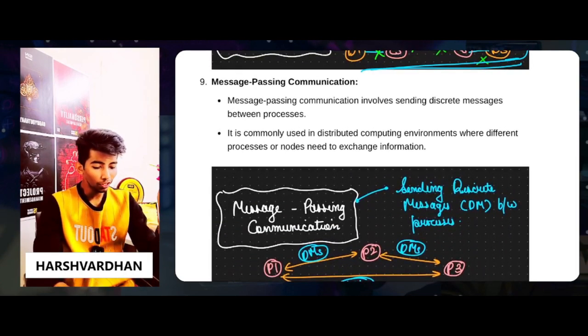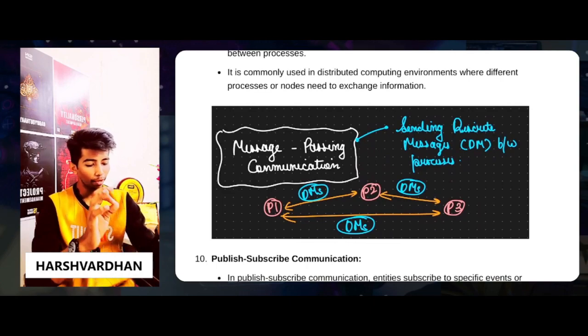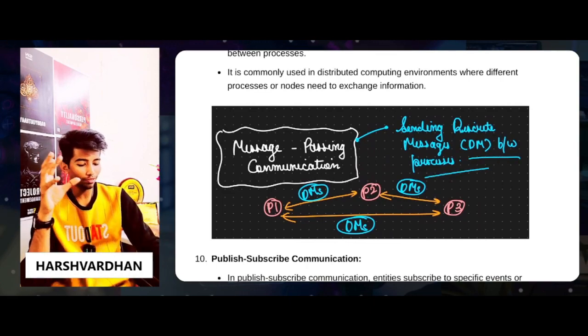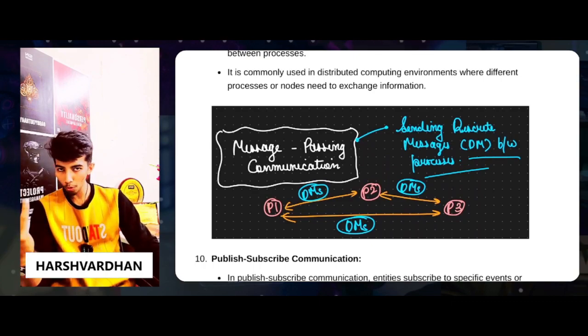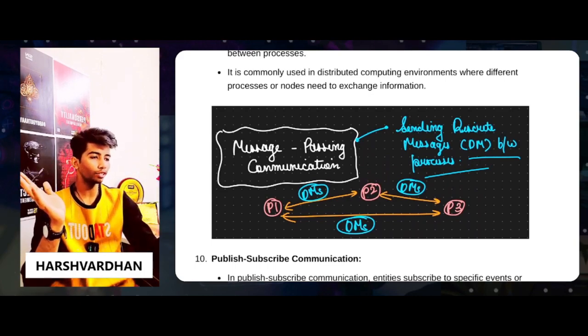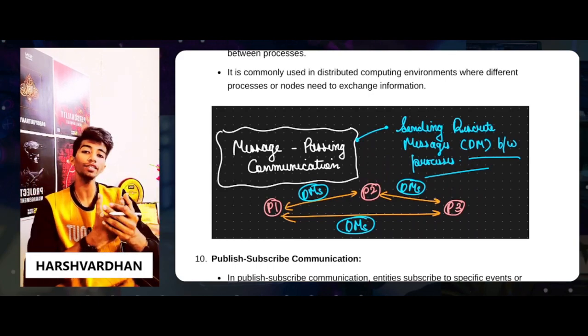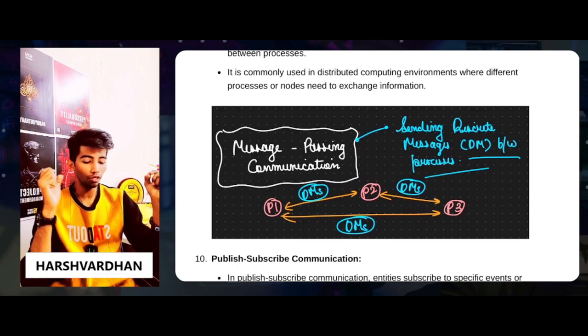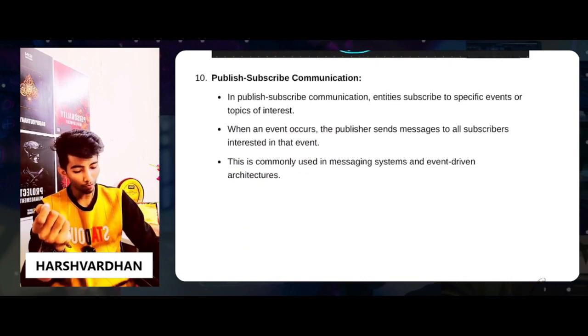Talking about message passing communication, here you are sending discrete messages between processes. Suppose one process is going on, and I want to inform another process that this process has been completed, so that the other process can start its work. For that we use message passing communication. So this is also a part of communication.